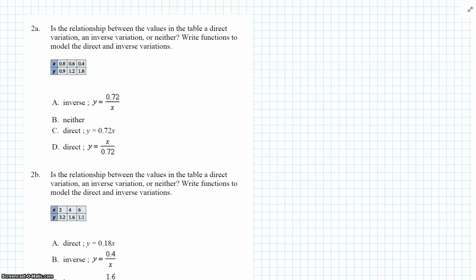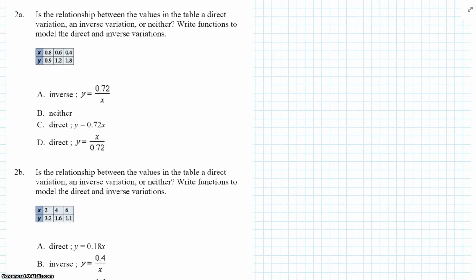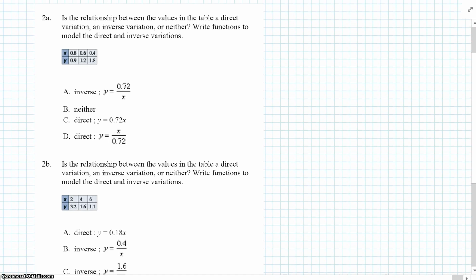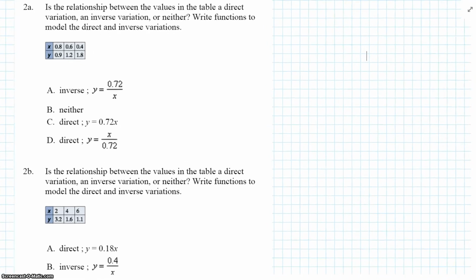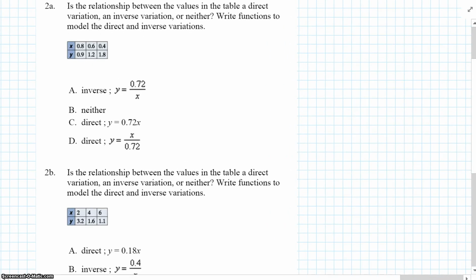Okay, is the relationship between the values in the table direct variation, inverse variation, or neither? So, let's look. I can multiply them real quick. 0.8 times 0.9 is 0.72. 0.6 times 1.2 is 0.72. So it's not an inverse relationship.